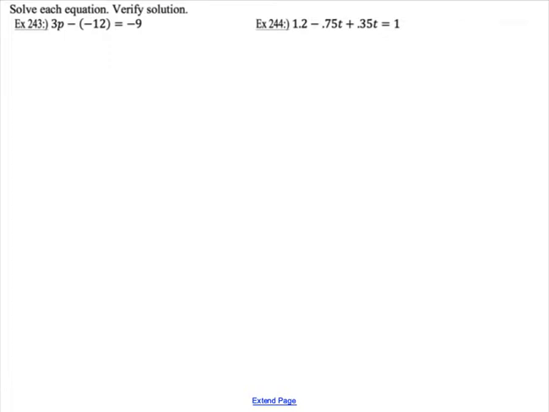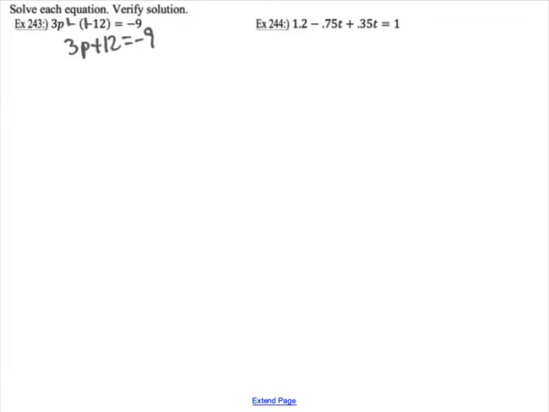First step, simplify both sides. I see minus negative 12. I want to change that to plus positive 12. This is 3p plus 12 equals negative 9. There are no like terms. There are no parentheses left. We are ready to move on to the next step.